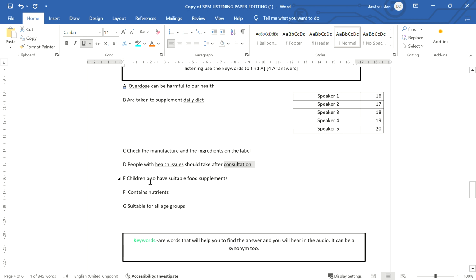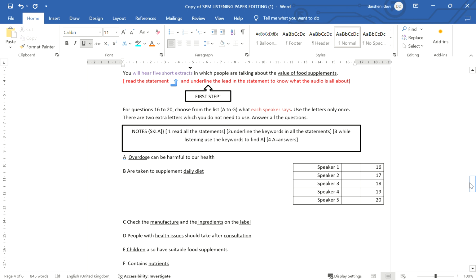Children, keyword. It talks about children, or food supplements for children. That's the keyword. Nutrients. Sorry, it's not nutrition, it's nutrients. So the keyword is nutrients. Here, suitable for all age groups. So these are the keywords. So when you listen to the audio, use these keywords to find the answers.